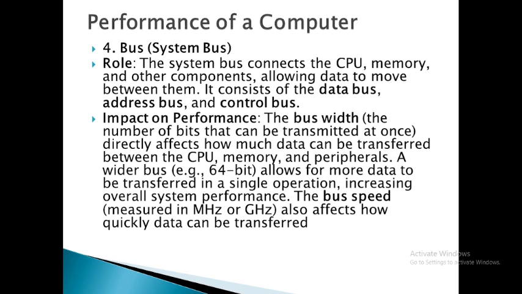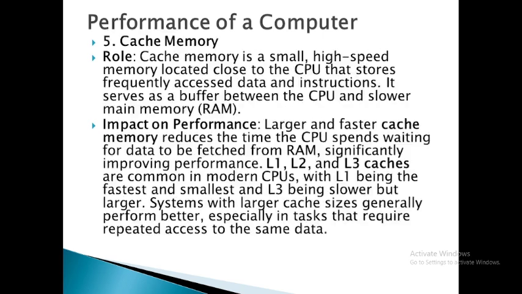Then we have the system bus. This means that the system bus width, if it's higher, it will allow for more data to be transferred in a single operation, as opposed to a smaller or narrower system bus width. Now the bus speed, which is also measured in megahertz or gigahertz, also affects how quickly data can be transferred.